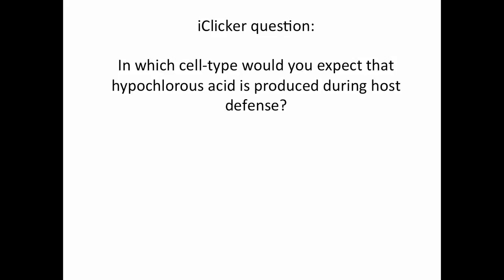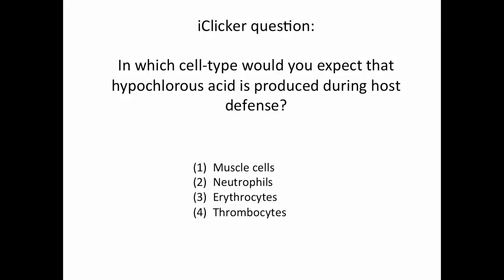And with this, I would like to ask a question. In which cell type do you expect that hypochlorous acid is produced during host defense? Take a minute to think about that, and these are the four options. Number 1, muscle cells. Number 2, neutrophils. Number 3, erythrocytes. Or 4, thrombocytes.